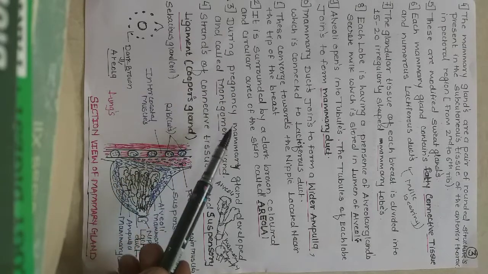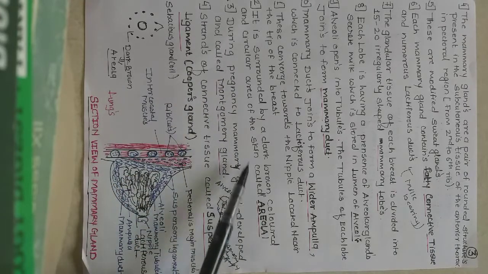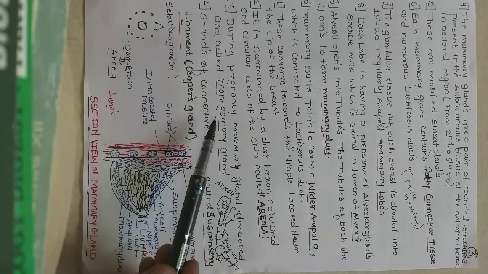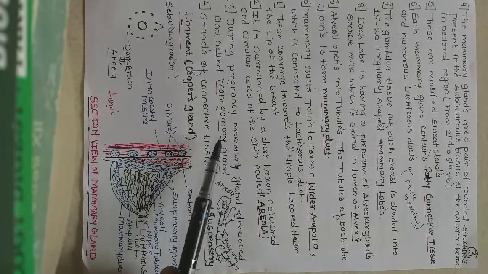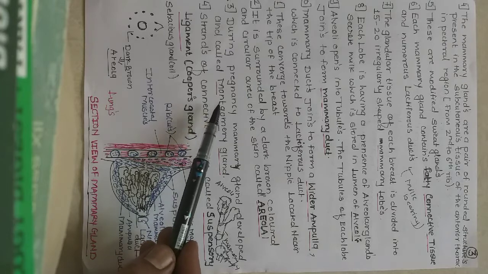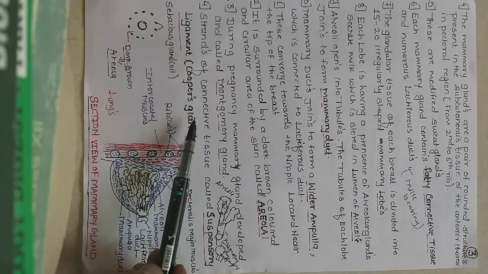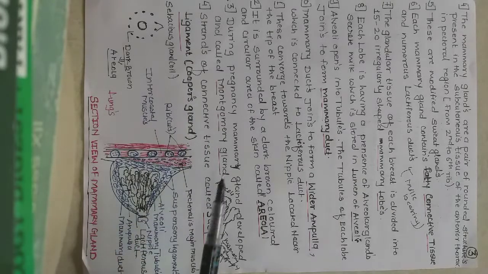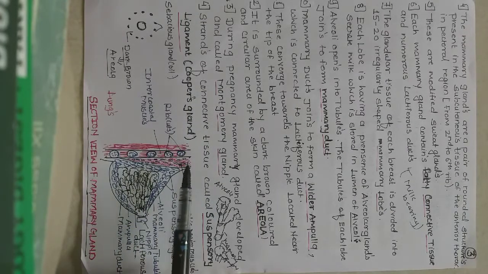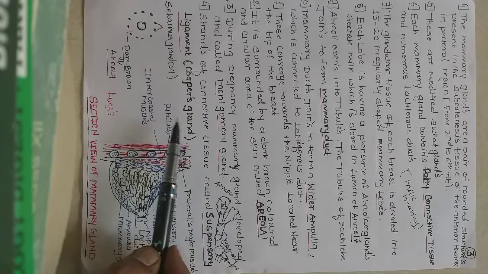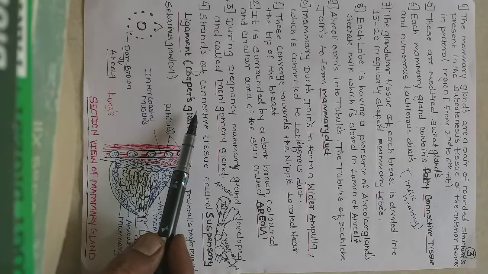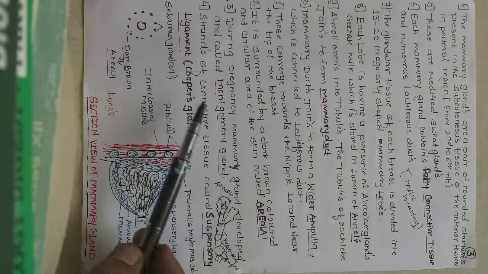During pregnancy, the mammary glands develop in size, and they are called Montgomery glands. Strands of connective tissue are called suspensory ligaments, or Cooper's ligaments.